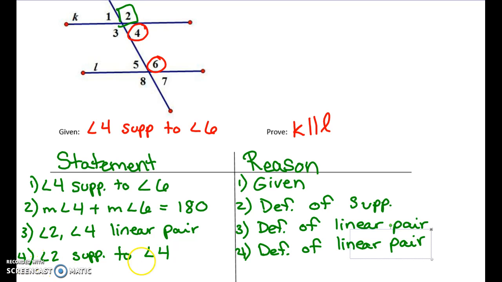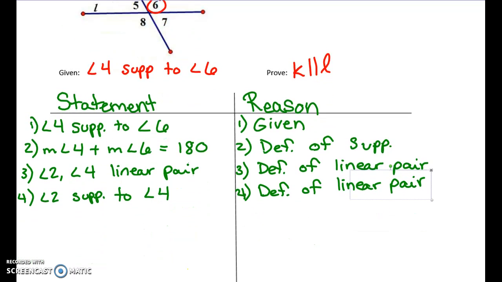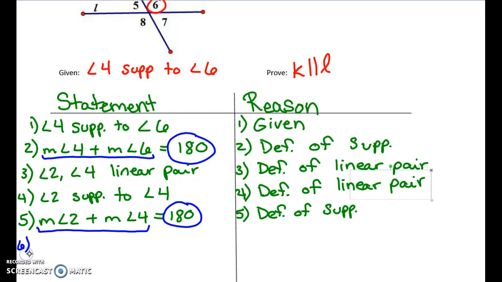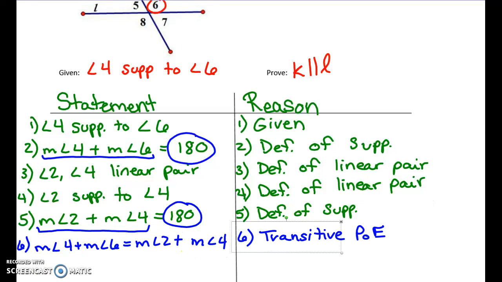Well, step 4 says that angle 2 is supplementary to angle 4. Again, I want to unpack that. What does it mean to be supplementary? Well, to be supplementary means that you add to 180 degrees, so that's what's going to happen. Well, something really cool is going to happen now. When I look at this, I've got a statement equal to 180. Then I have another statement equal to 180. Well, that means by the transitive property, I can set those two statements equal to each other because they both equal 180. Measure of angle 4 plus the measure of angle 6 must be equal to the measure of angle 2 plus the measure of angle 4 by the transitive property of equality.